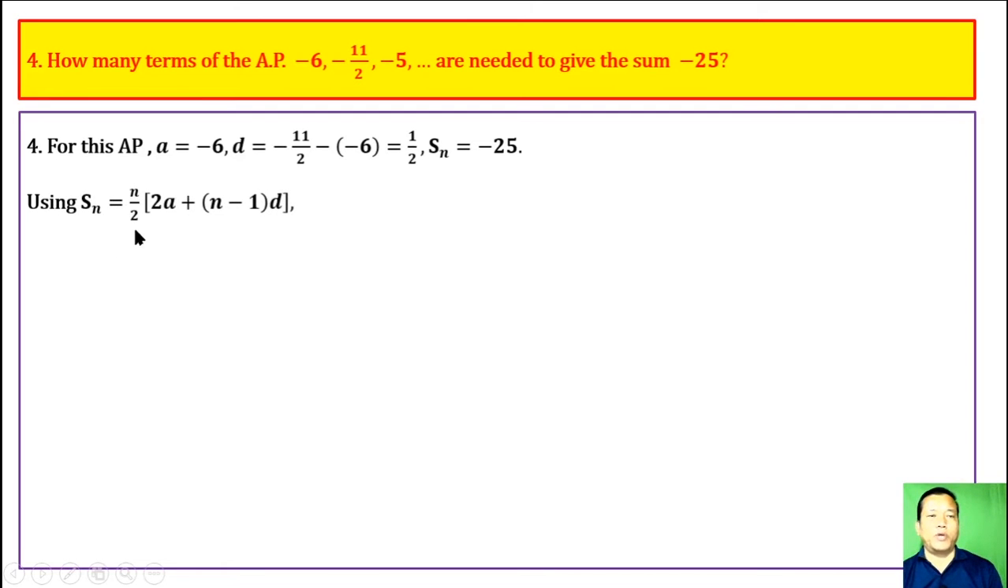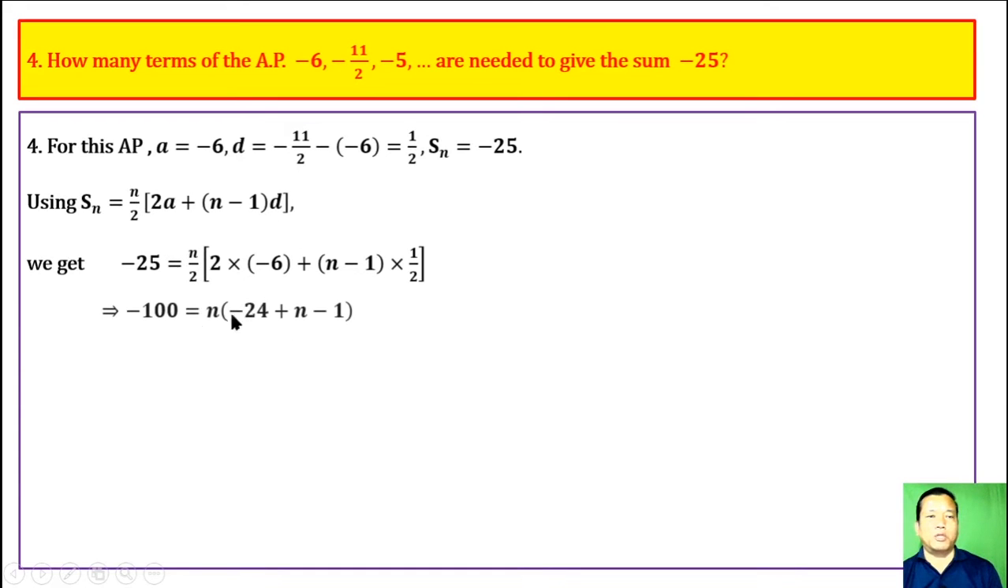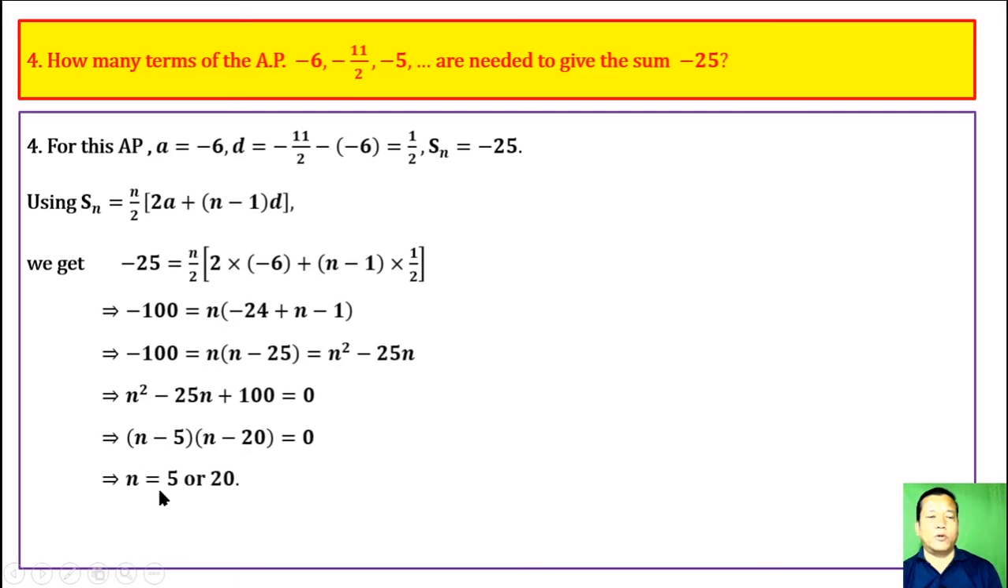Using Sn equal to n by 2 times (twice A plus n minus 1 times D), giving the respective values, for Sn we give minus 25, for n, which is to be found out. A is minus 6, D is half, and cross multiplying by 4, we get this, and solve. We get a quadratic equation in n. Factorize and solve: n equal to 5 or 20. The required number of terms is either 5 or 20.